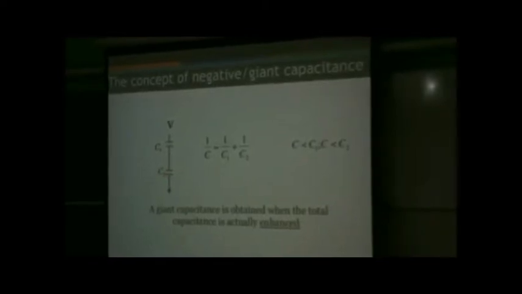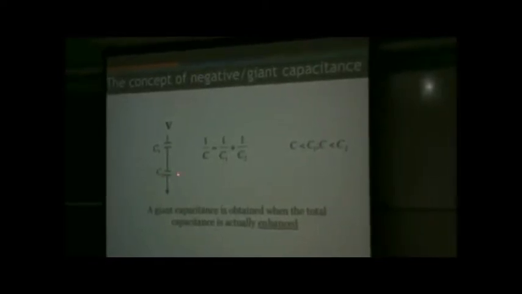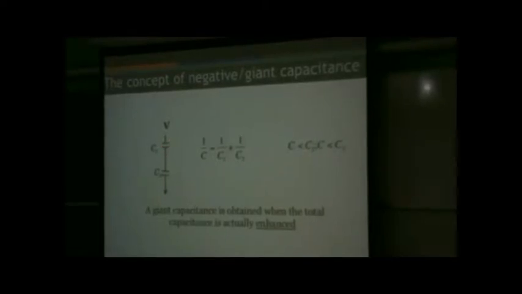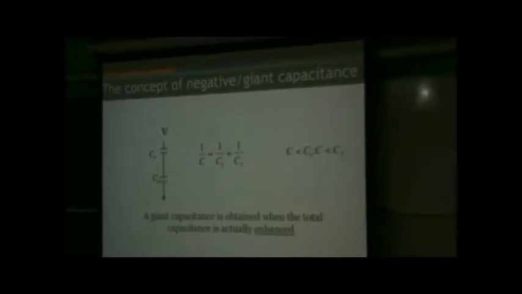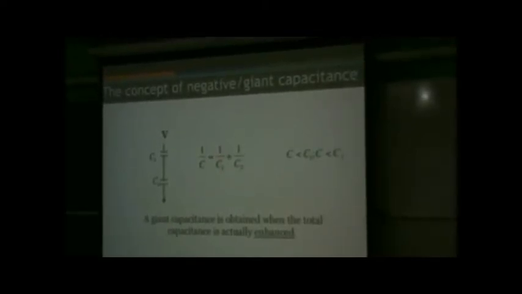But let's imagine, we will see how it can be possible. Let's imagine that this C1 is negative. Okay, so dQ/dV is negative. Your large signal capacitance is still positive, but dQ/dV is negative. If that is the case, I just use 1/C = 1/C1 + 1/C2. If C1 is negative, you can see that the total capacitance will actually go up.